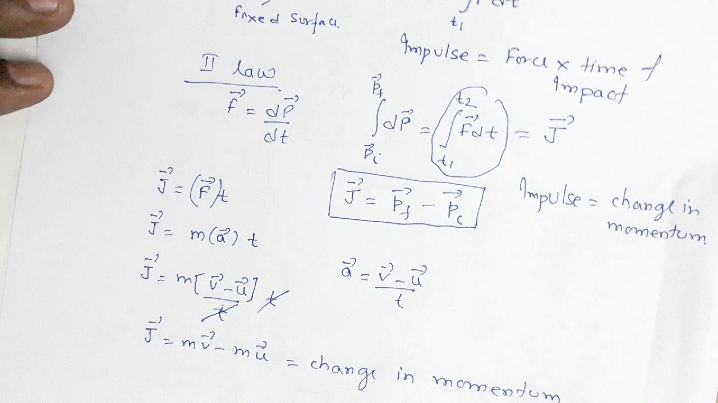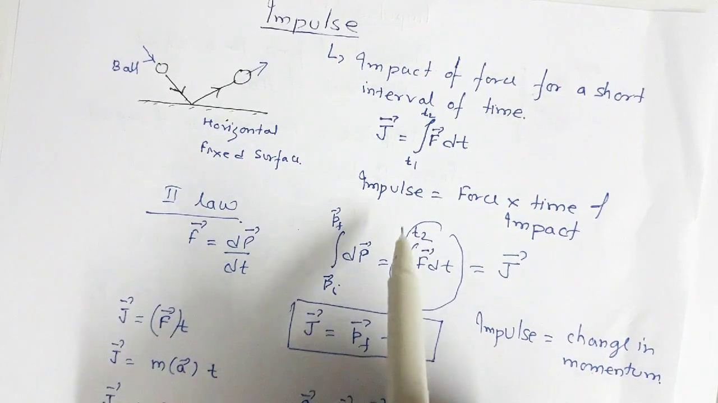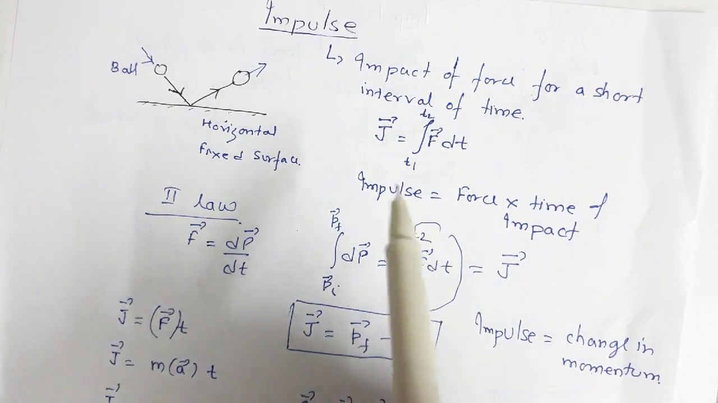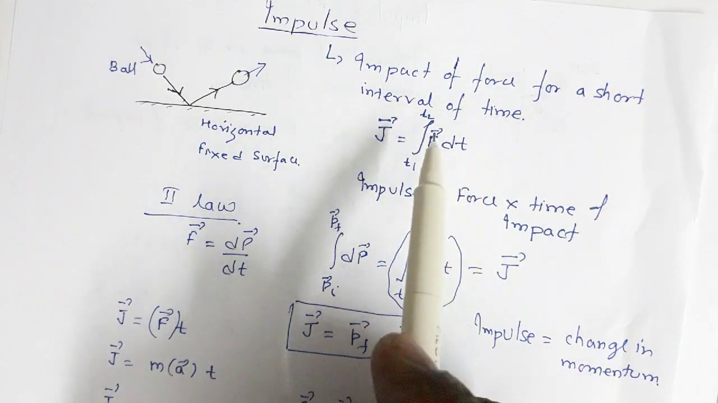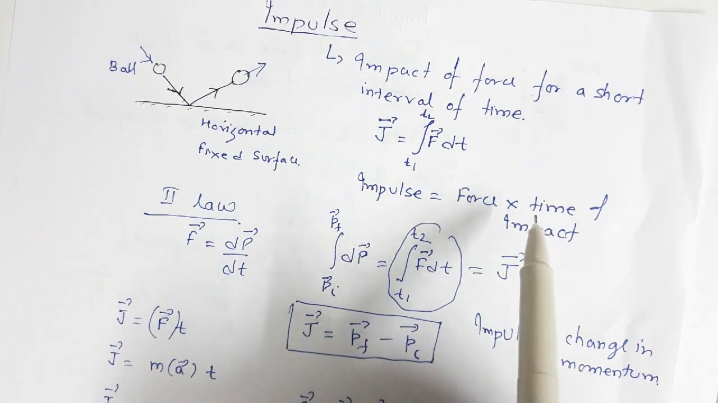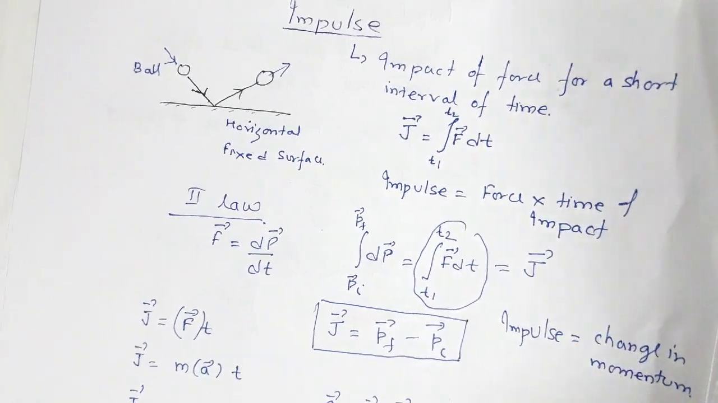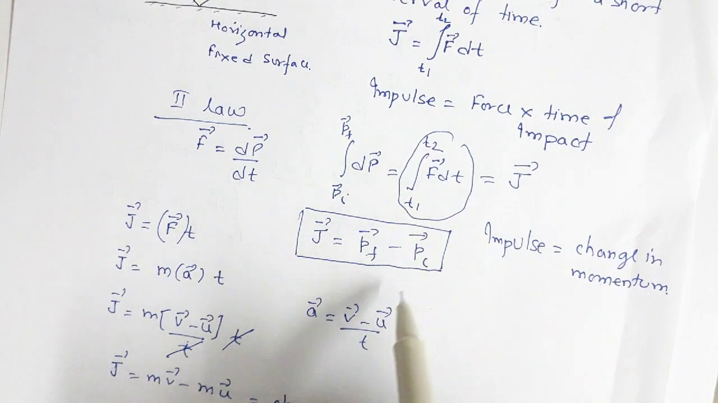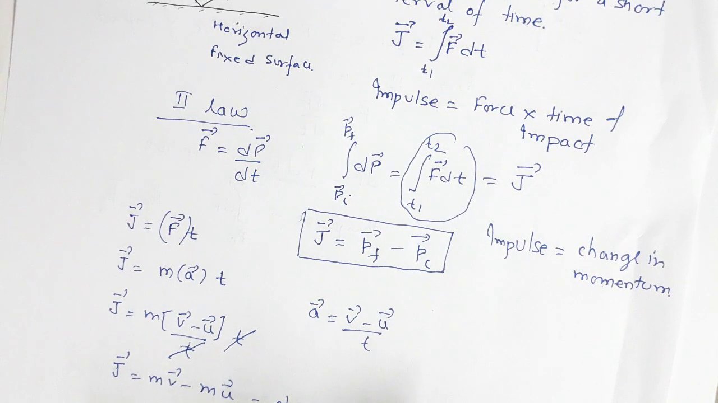So the conclusion is, if they ask you what is impulse, don't just say impulse is a product of force and time. Start from this: impulse is the impact of force for a short interval of time. Mathematically it is expressed as the product of force and time of impact, and impulse can be expressed as change in momentum. If they ask you to prove impulse equal to change in momentum, either you can use the calculus method, or you can do it without using calculus. So these are the few minor concepts related to impulse.